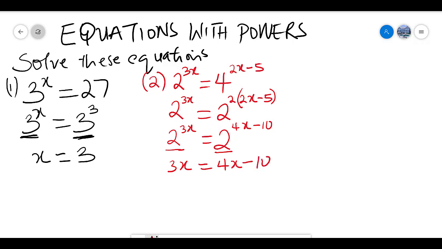So taking the powers now, I'll collect my like terms. Collecting like terms would give me that 3x minus 4x is equal to minus 10. Of course, this would give me minus x is equal to minus 10. The minus sign cancels out. I'll have that my x is equal to 10. That was pretty simple, wasn't it?